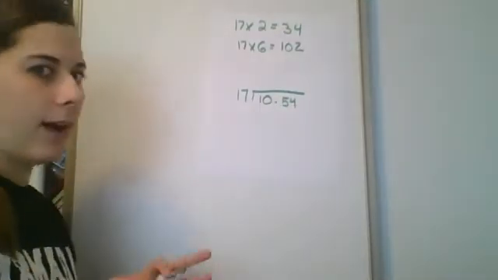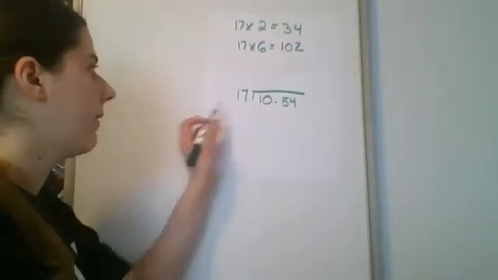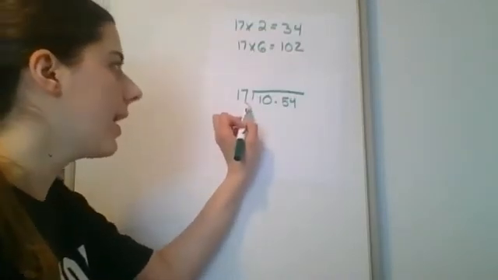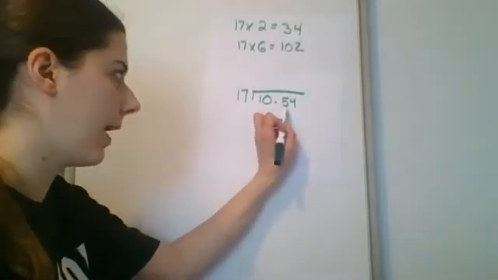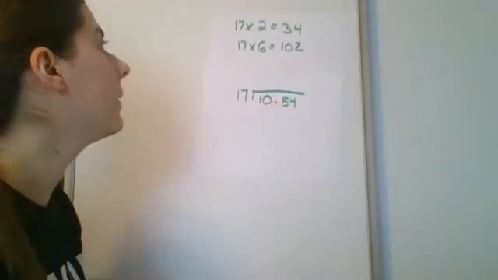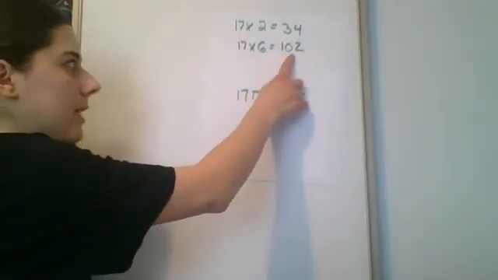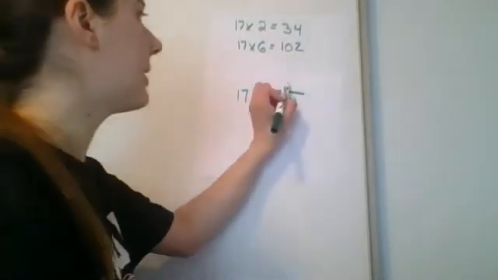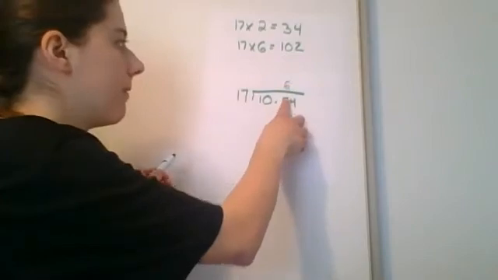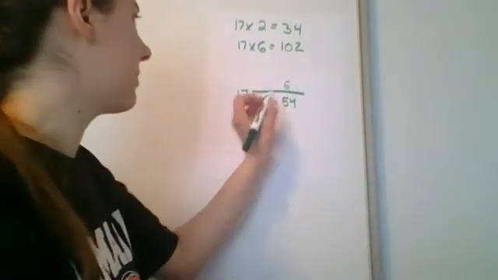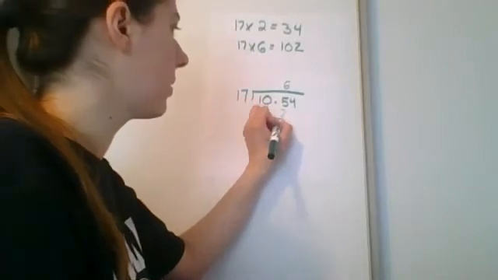So divide like normal using standard division. 17 cannot go into 1. 17 cannot go into 10. 17 can go into 105. Remember, I'm ignoring this decimal. So if I look up here at the cheat sheet I gave you, 17 times 6 is 102. So I'm going to put the 6 above the 5 because I'm putting it into this entire number here. So 17 times 6 is 102.